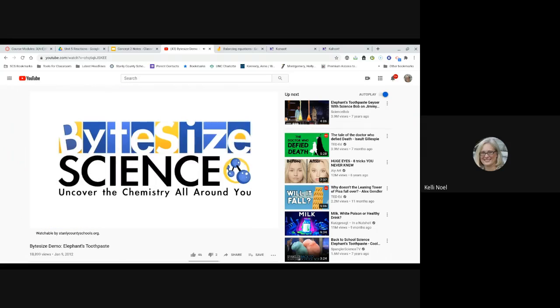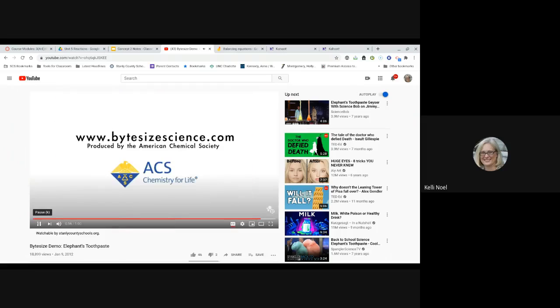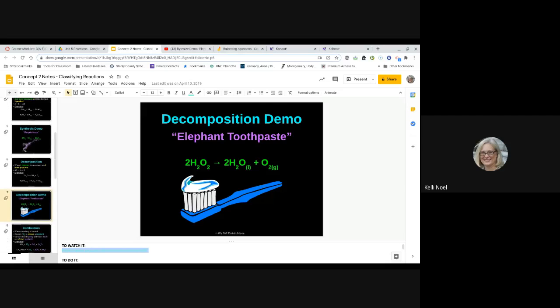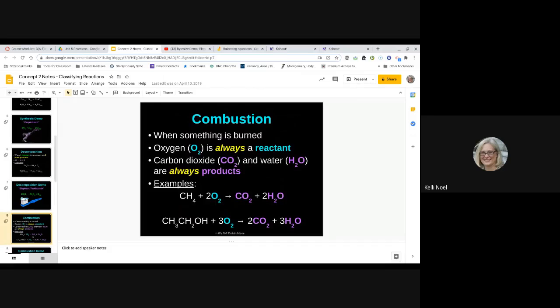They put the color in it just so you can see it. So that was a decomposition. That one at least was quick. All right, then we have combustion. Combustion is when something is going to be burned, and it's always going to have oxygen as a reactant. The products will always be carbon dioxide and water. It doesn't matter what else is with the oxygen, but there will be oxygen gas as a reactant and carbon dioxide and water for the products.